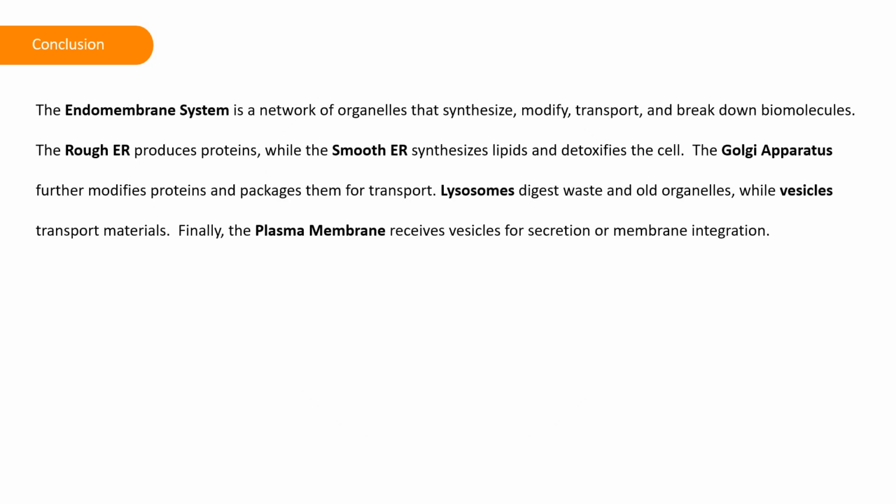The endomembrane system is a network of organelles that synthesize, modify, transport, and break down biomolecules. The rough ER produces proteins, while the smooth ER synthesizes lipids and detoxifies the cell. The Golgi apparatus further modifies proteins and packages them for transport. Lysosomes digest waste and old organelles, while vesicles transport materials. Finally, the plasma membrane receives vesicles for secretion or membrane integration.